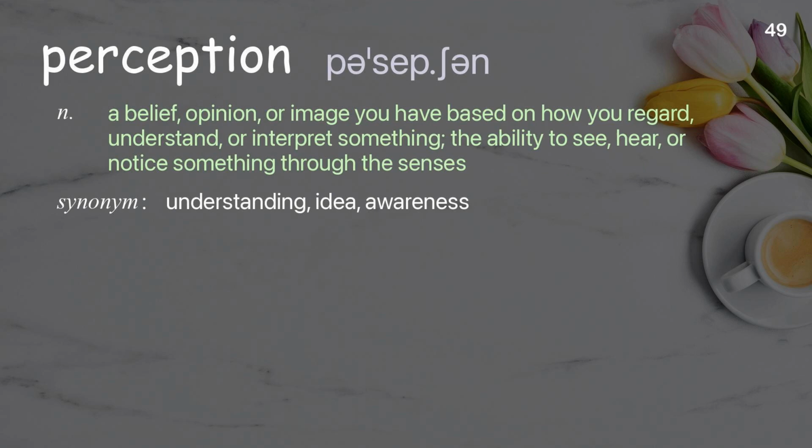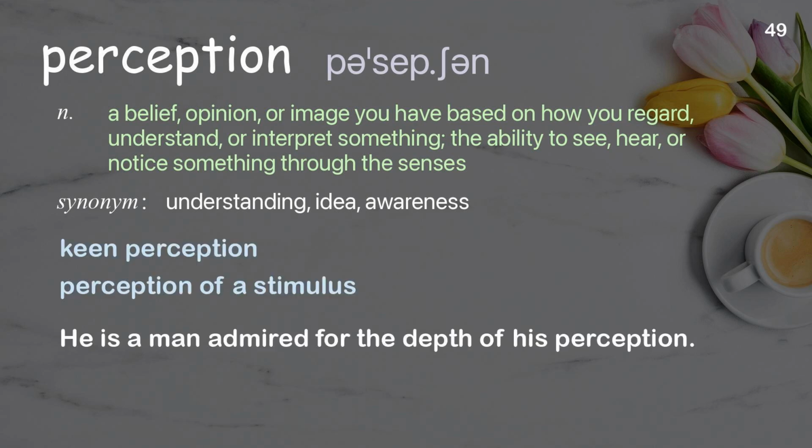Perception. A belief, opinion, or image you have based on how you regard, understand, or interpret something; the ability to see, hear, or notice something through the senses. Examples: Keen perception. Perception of a stimulus. He is a man admired for the depth of his perception.